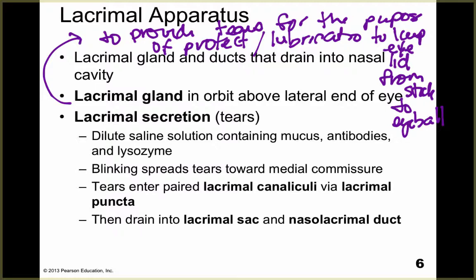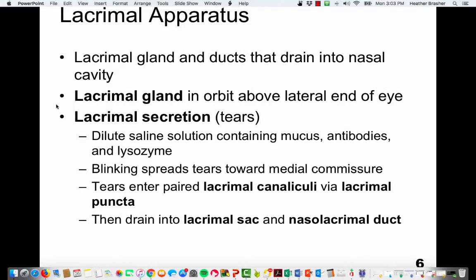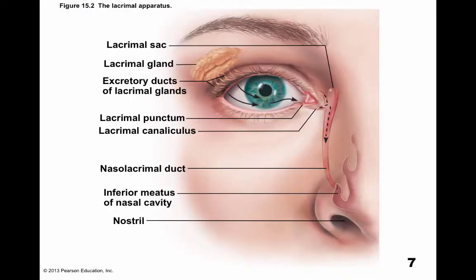So basically it gets secreted from the lateral part of the eye, and when you blink, the blinking is actually spreading the tears towards the medial commissure, which is towards the middle of the eye. And so we're going to look at the pathway that tears follow whenever they leave that lacrimal gland. So let's go to the next.